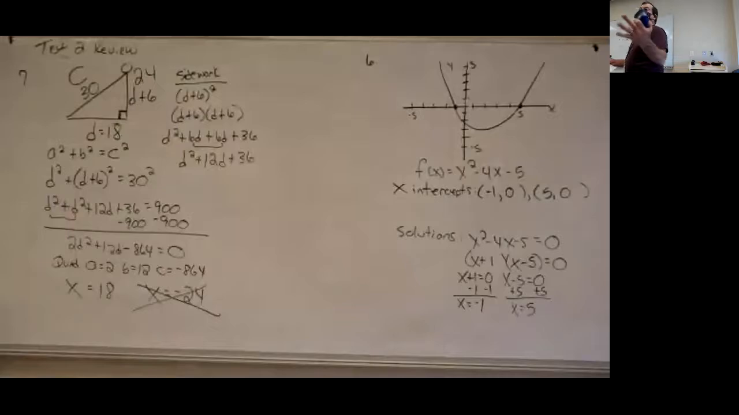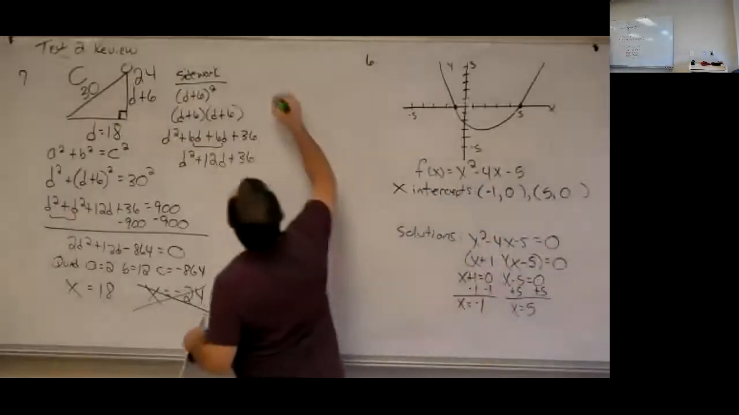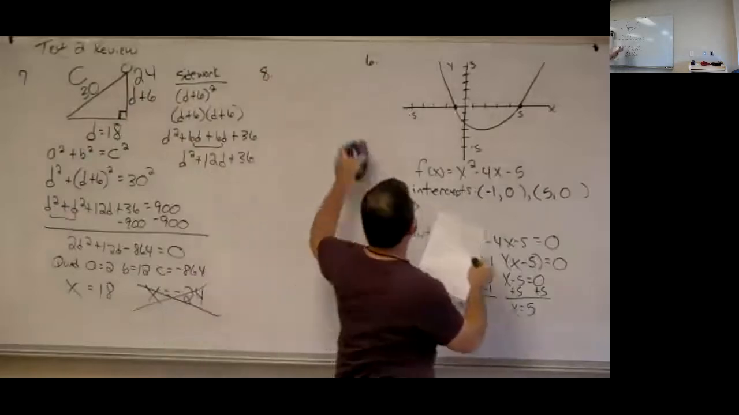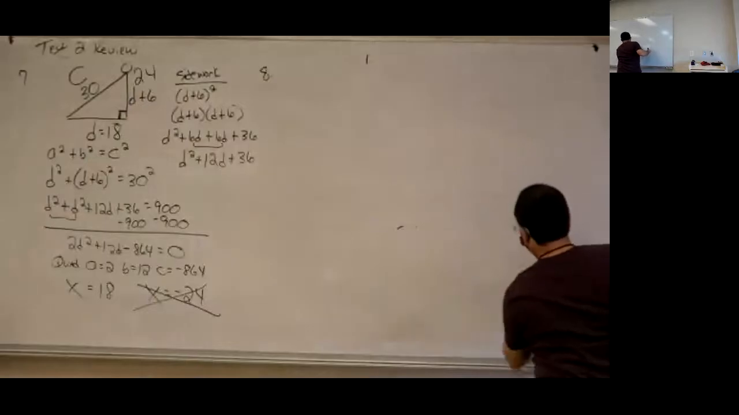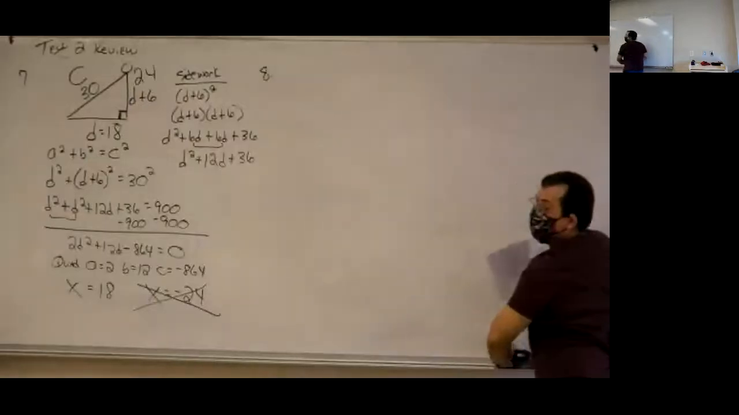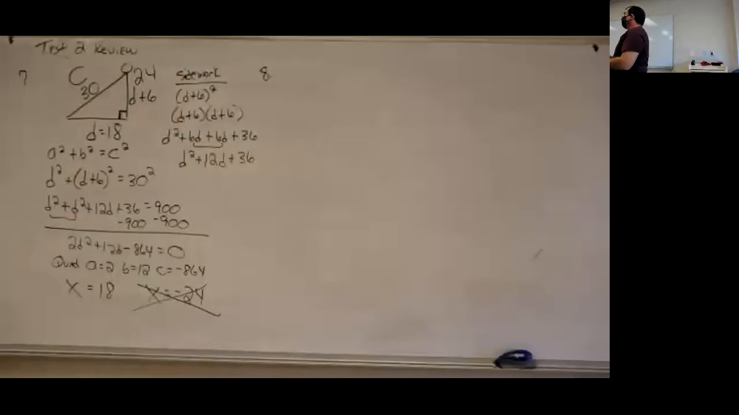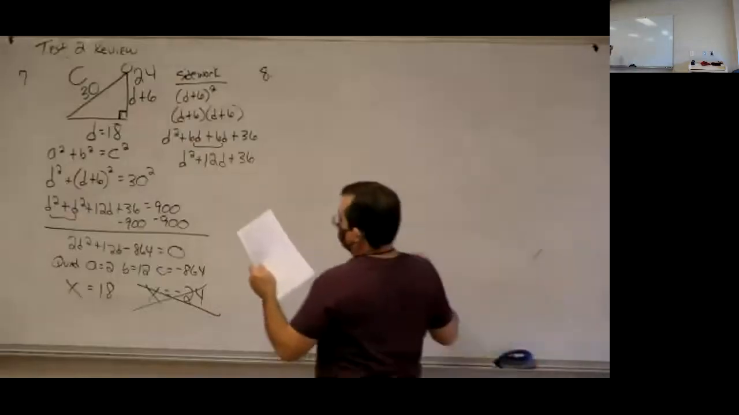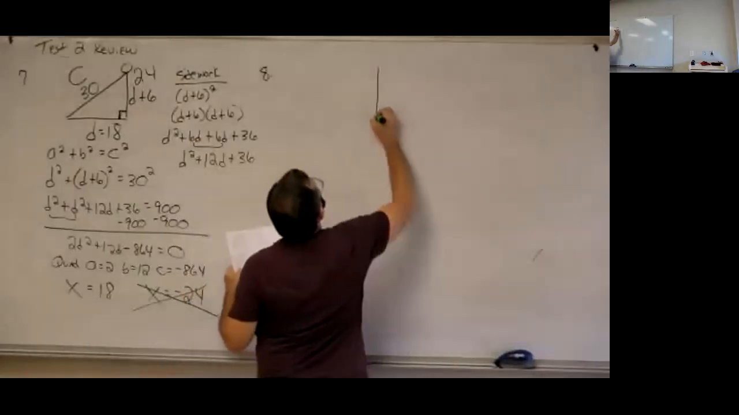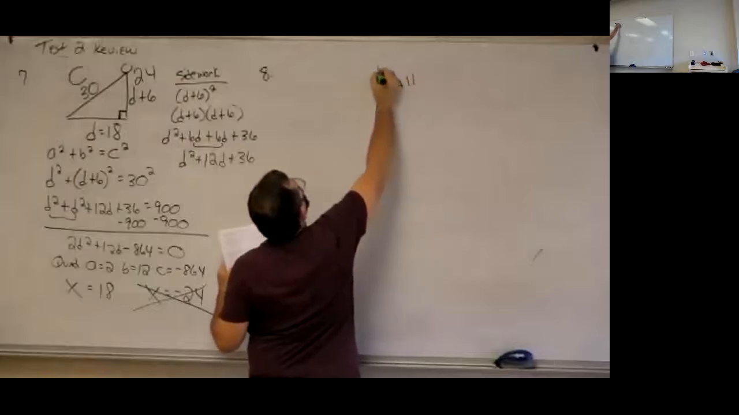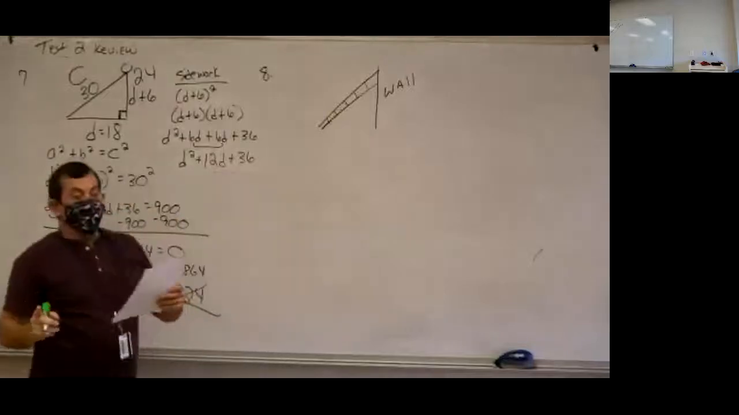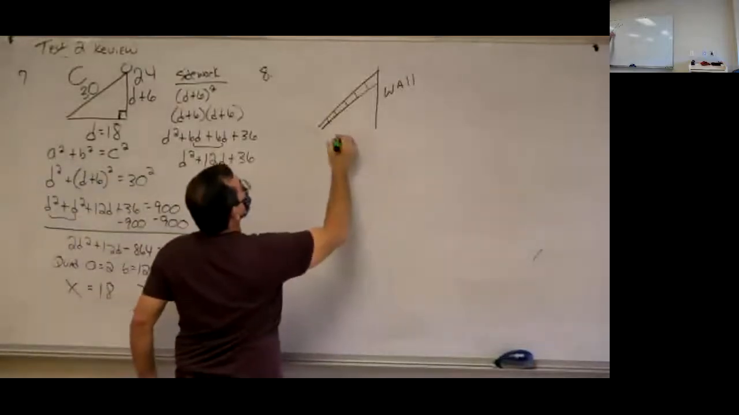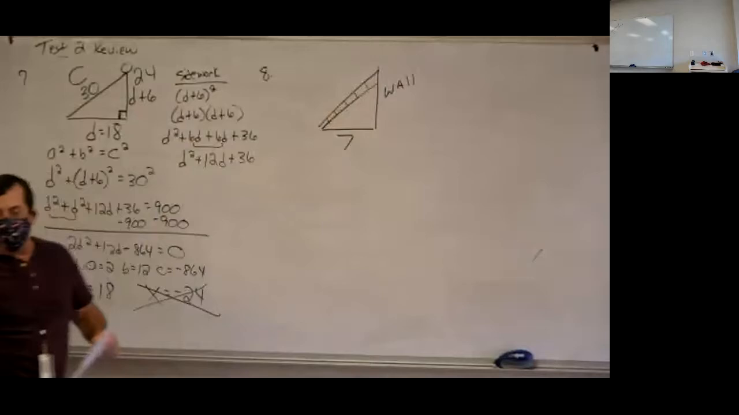All right, then number 8 is pretty close to that, but to me, number 8 was easier because it was the ladder one. I think that was trickier because you had to actually use that quad on the other one. Number 8 is a ladder. So I got a wall here, and I got a ladder leaning up against it. The base of this ladder is 7 feet from the wall there.